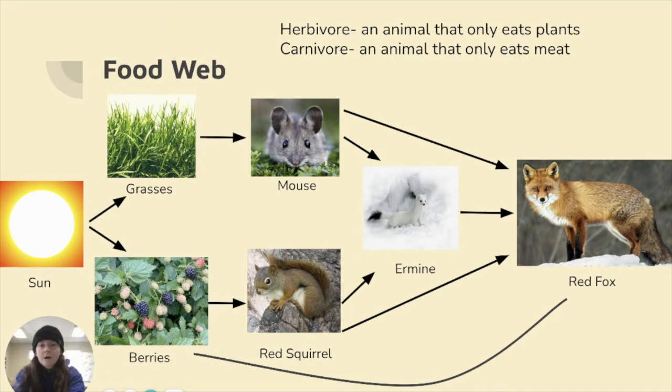Next up, we have our carnivores, which are animals that only eat meat. And our ermine is an example of a carnivore because it will only eat meat like the mice and the squirrels that are on this slide.